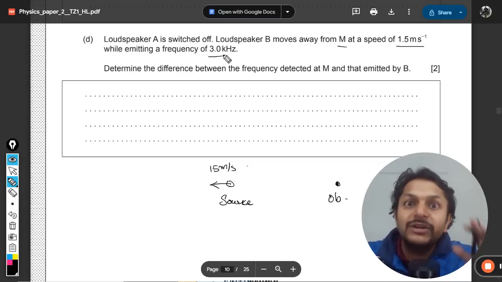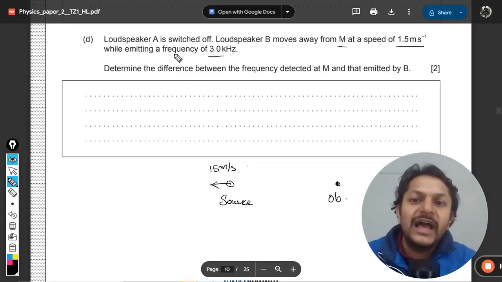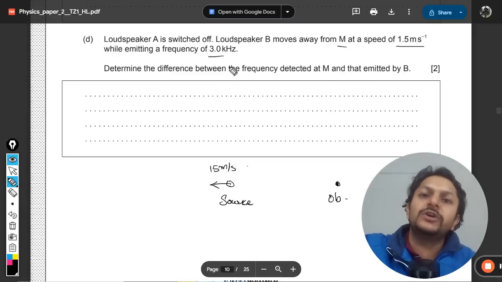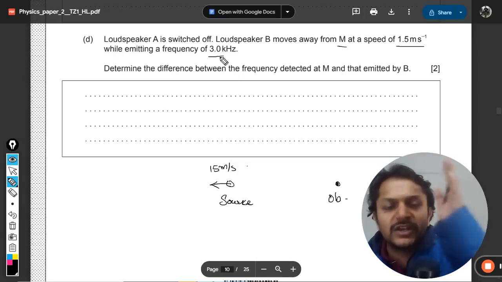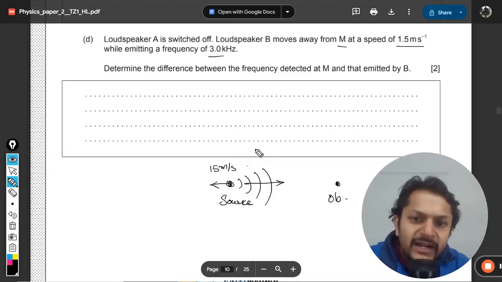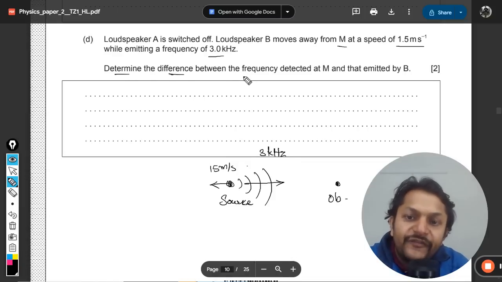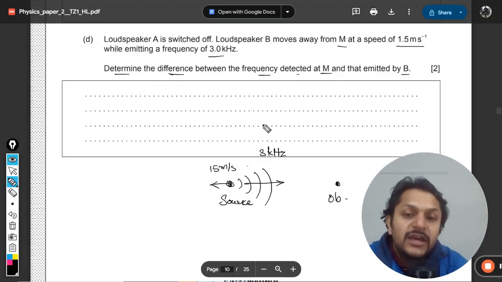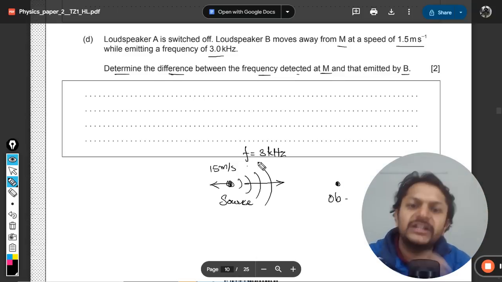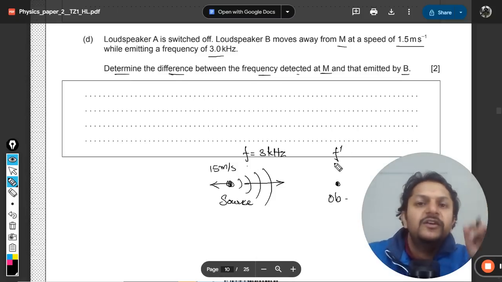So we will not be assuming it to be 2.6 now, because this is a qualitatively different question, and they have given that it is emitting 3 kilohertz. We are not concerned about the answer that you were getting earlier. So this is emitting a sound which is going in this direction, and the original frequency is 3 kilohertz. Determine the difference between the frequency detected at M and the frequency emitted by B. So this is the actual frequency which is emitted by B, but the frequency which is received by the observer, we have to find that.